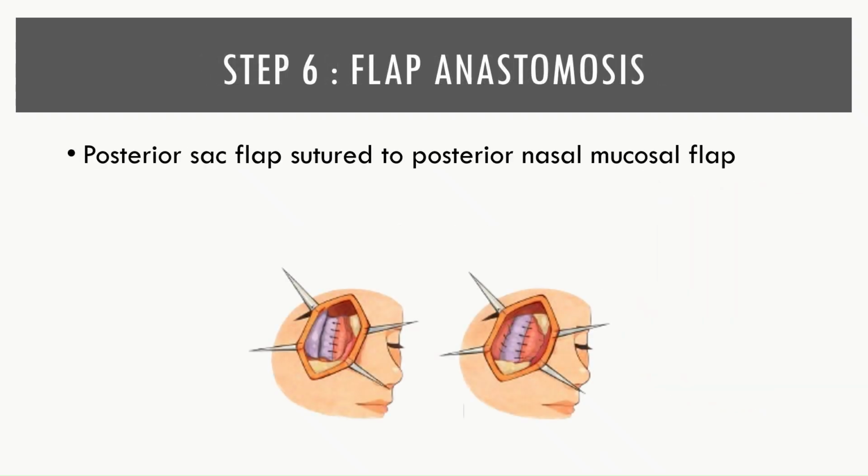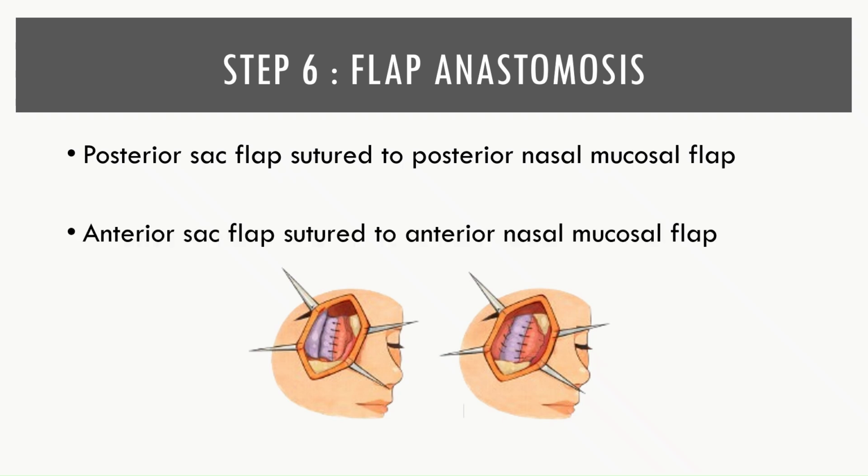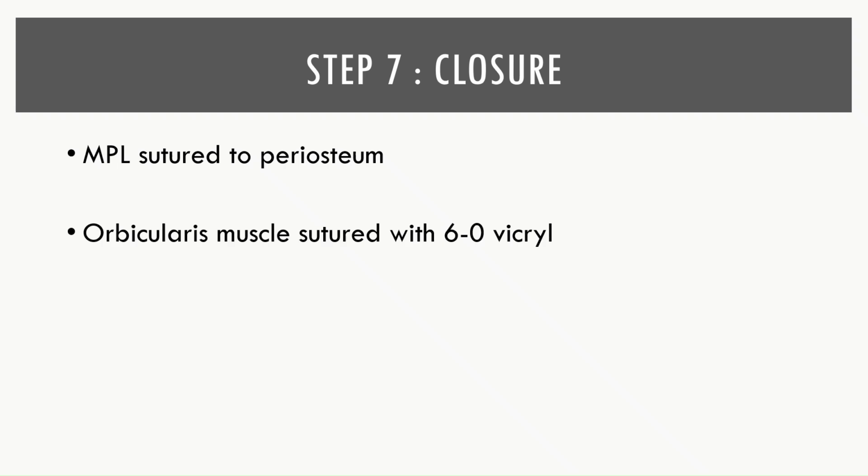The posterior flaps are sutured first, followed by suturing of the anterior lacrimal sac flap to the anterior nasal mucosal flap, establishing a mucosa-lined fistula. After achieving hemostasis, the medial palpebral ligament is sutured to the periosteum. The orbicularis muscle and skin are closed in layers.